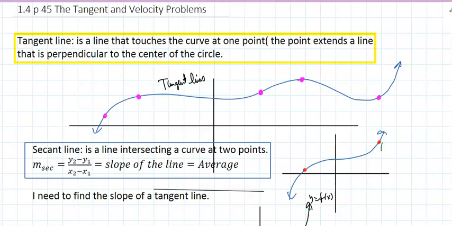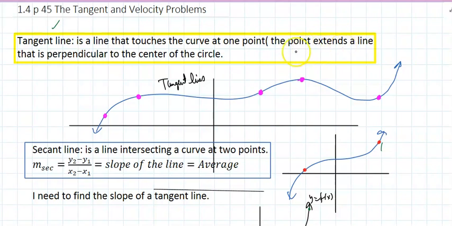Alright, section 1.4, the last section of chapter 1, is on page 45, talks about the tangent and velocity problems. So the tangent line and velocities, those kind of go hand in hand. We'll connect those together. Let's start with a tangent line. A tangent line is a line that touches the curve at one point.